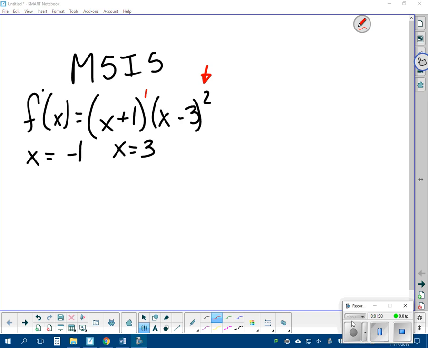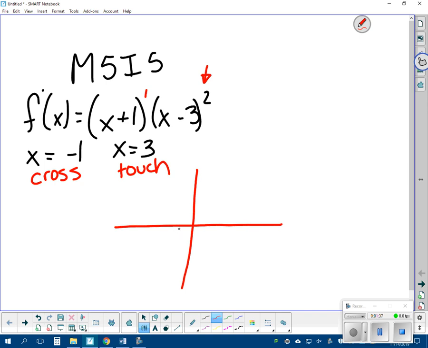So hopefully you are thinking if a factor has a multiplicity that is an odd number, you will cross the x-axis there. And if it has an even multiplicity, you will only touch the x-axis there. So at -1, because its multiplicity is odd, it will cross. And at 3, because its multiplicity is even, it will touch. Okay, so that lets us start sketching a rough graph.